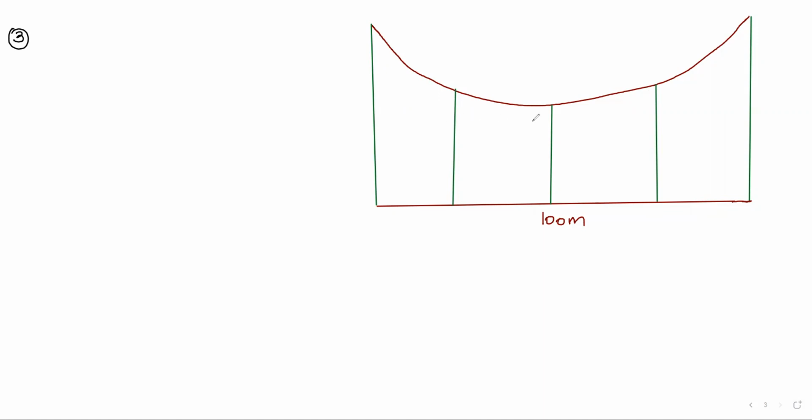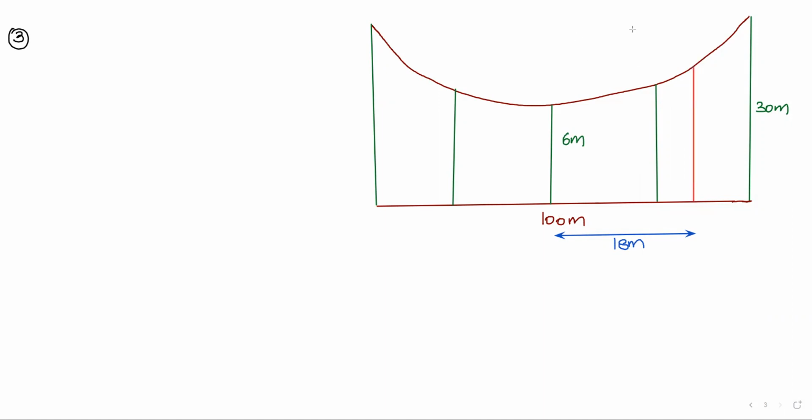The longest wire being 30 meters. Okay, so this is 30 meters, and the shortest being 6 meters. So this will be the shortest. Find the length of the supporting wire attached to the roadway 18 meters from the middle. So if you go 18 meters from the middle, this is the center, you need to find the length of the supporting wire at this point.